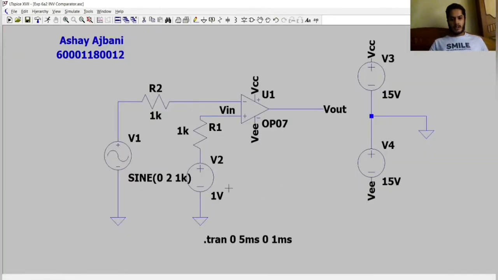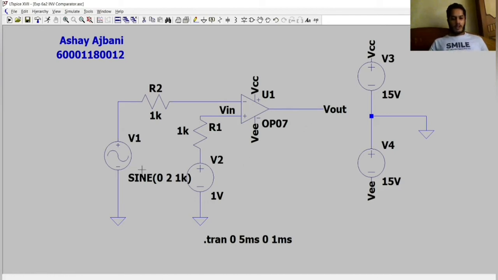So this is the circuit diagram of an inverting comparator. The sine wave is applied to the inverting terminal of the op-amp, and the reference voltage of 1 volt is applied to the non-inverting terminal of the op-amp. As in the non-inverting configuration as well, the open loop configuration of the op-amp is used, and hence the output of the op-amp will be very high, which will be either positive saturation or negative saturation.